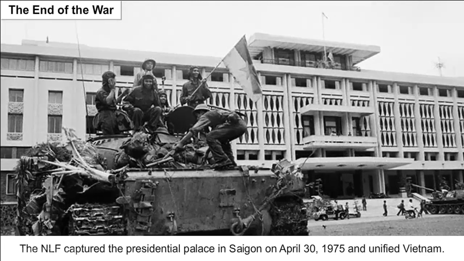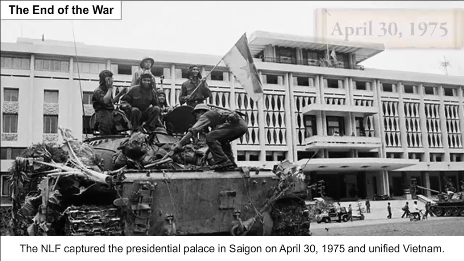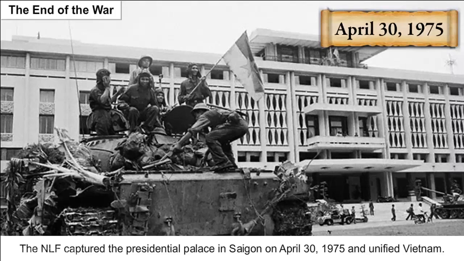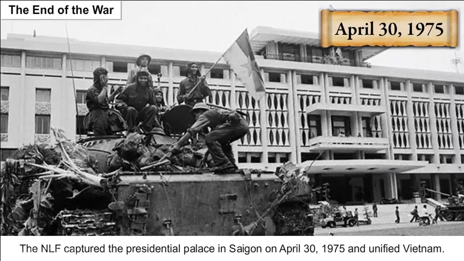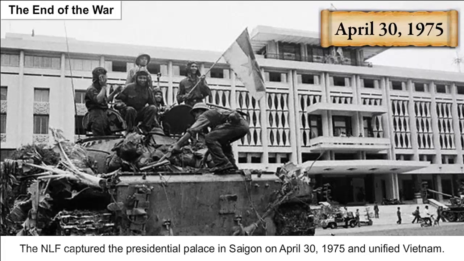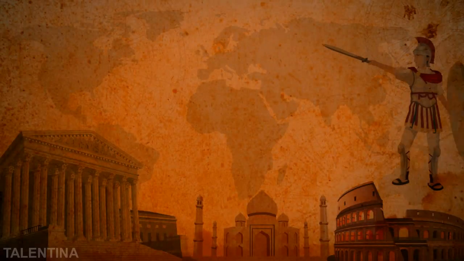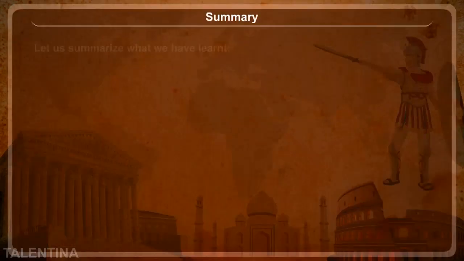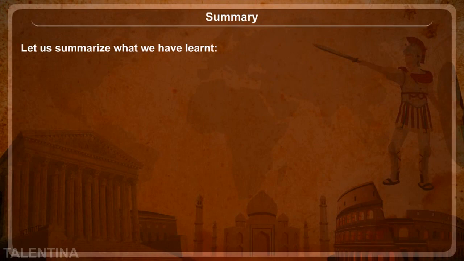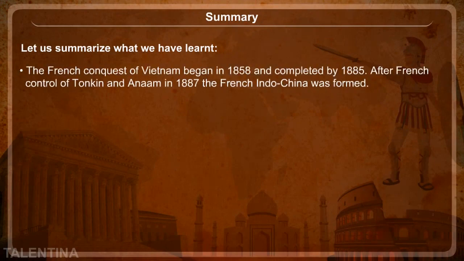The NLF captured the presidential palace in Saigon on April 30, 1975 and unified Vietnam. Summary. Let us summarize what we have learnt. The French conquest of Vietnam began in 1858 and was completed by 1885. After French control of Tonkin and Annam in 1887, the French Indo-China was formed.